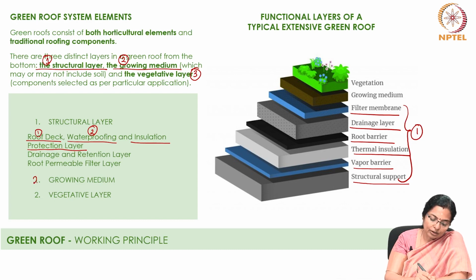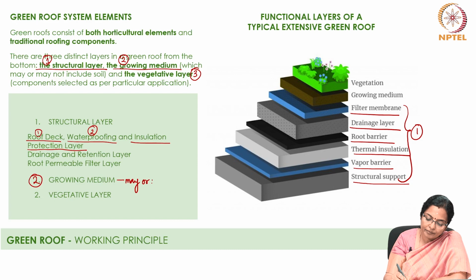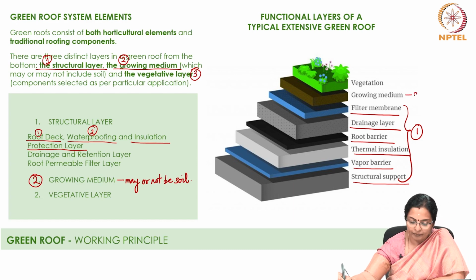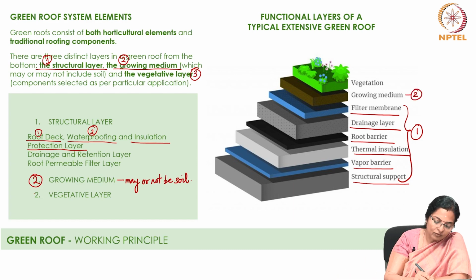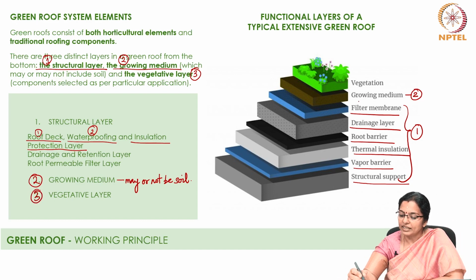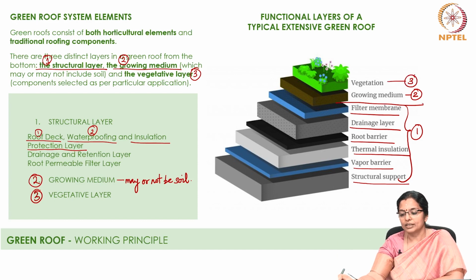Then comes the growing medium. This growing medium may or may not be soil, because if hydroponics is used, then water could be the growing medium. And third is the vegetation layer. These are the different layers or different components of an extensive green roof.